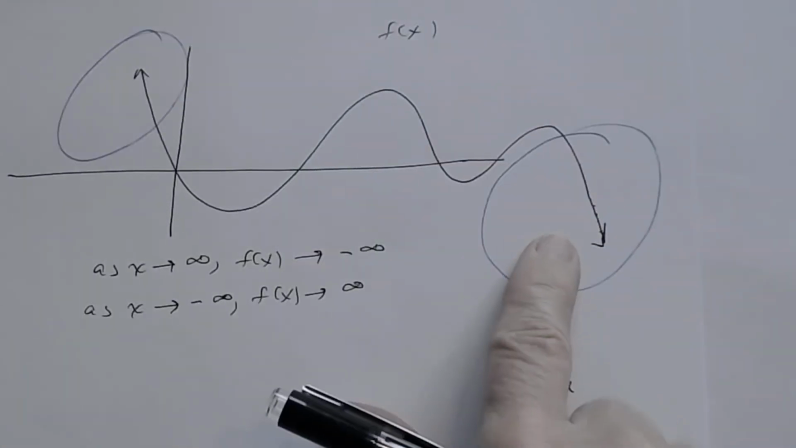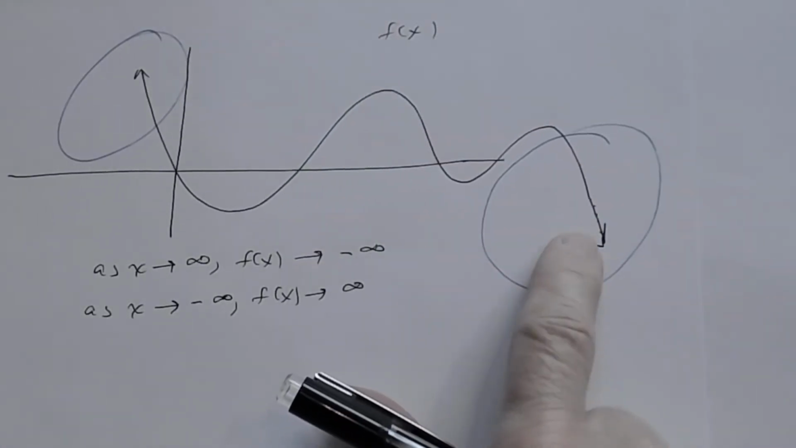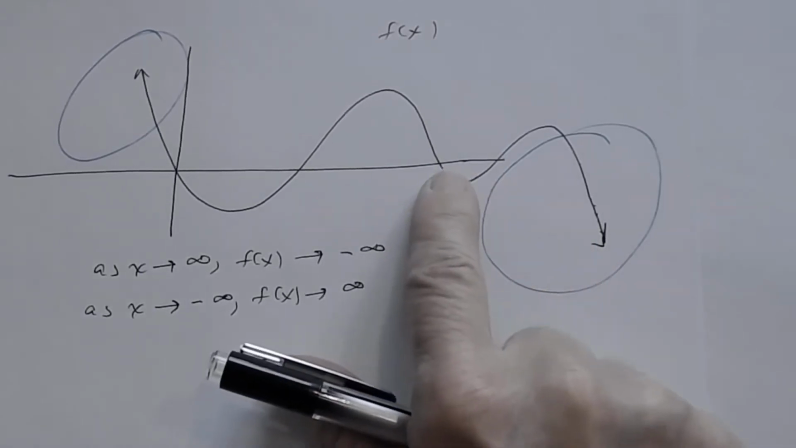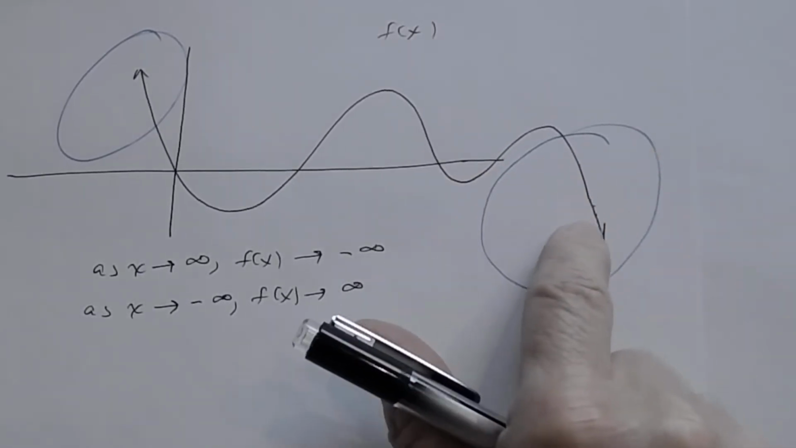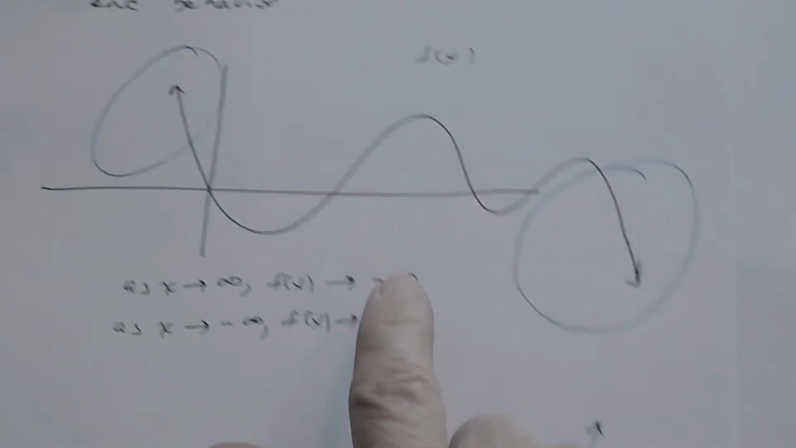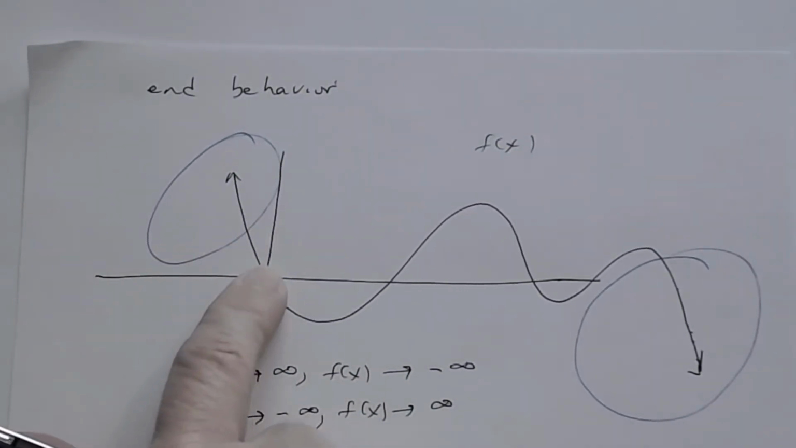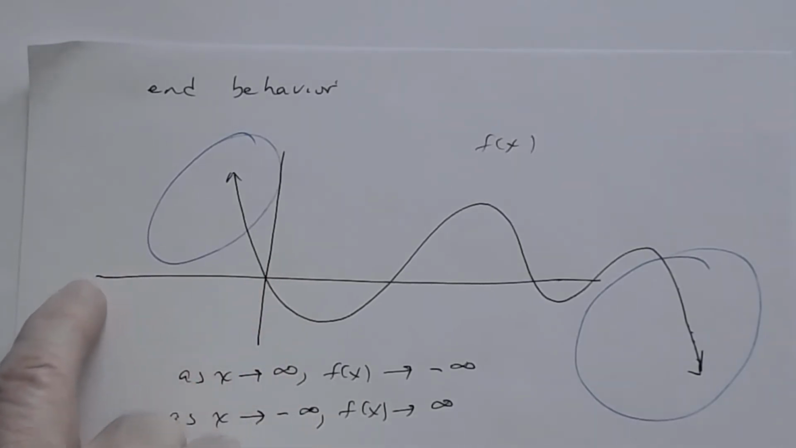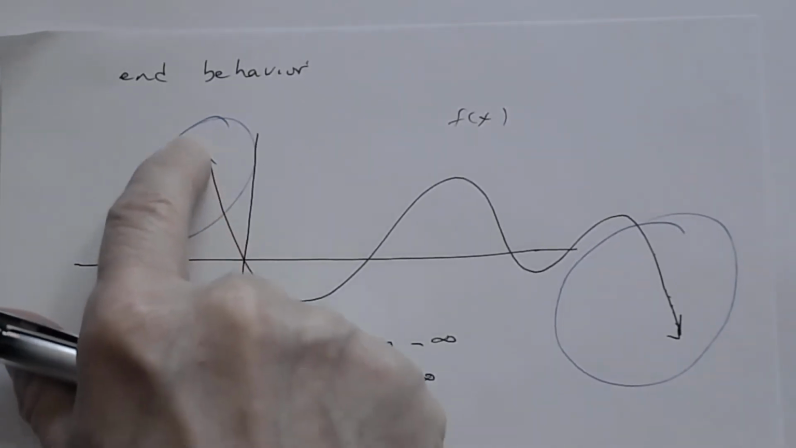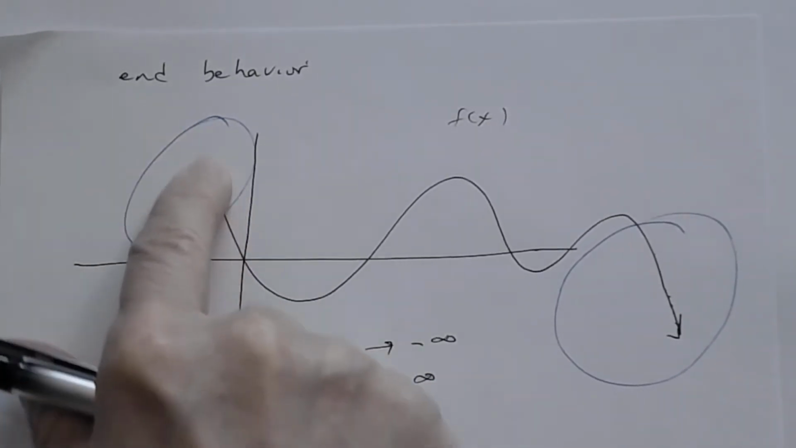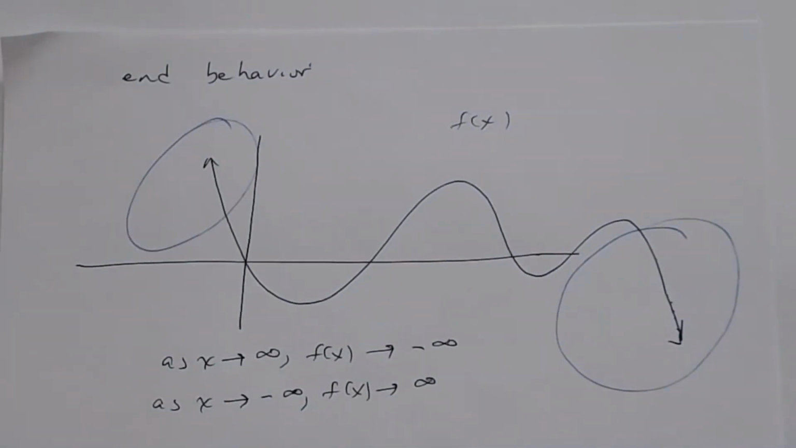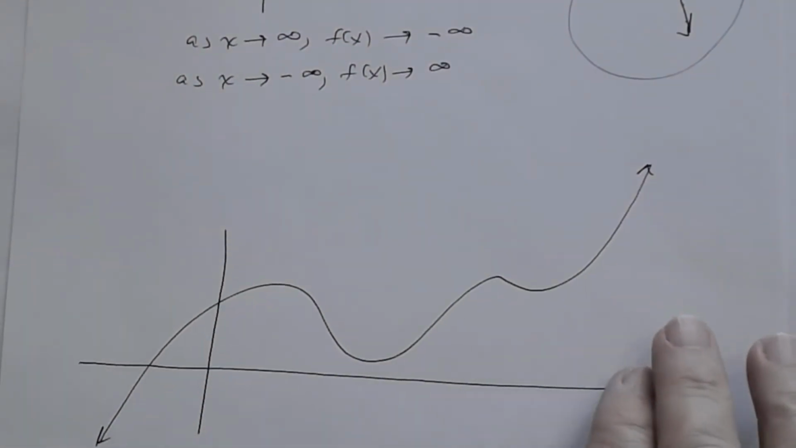Same thing here. Notice your arrow is pointing down. So hence, as x gets bigger and bigger and bigger, your y values get more negative. And your arrow is pointing up. So as x gets smaller and smaller and smaller, your y values are becoming bigger. So positive infinity. All right, so let's look at this example.